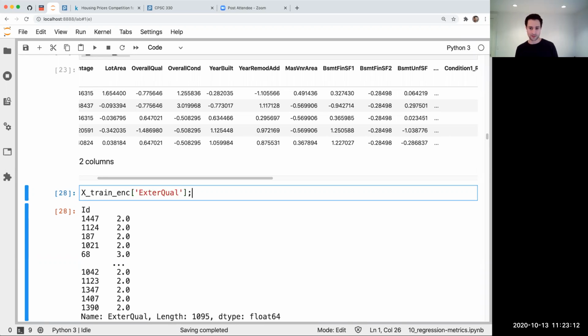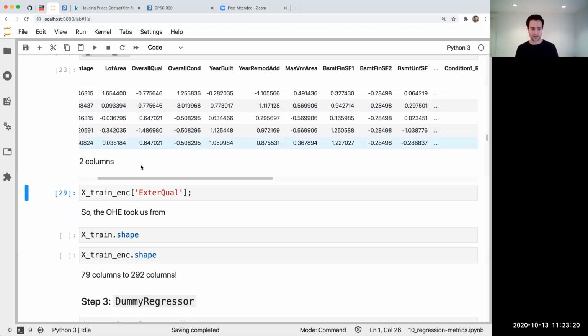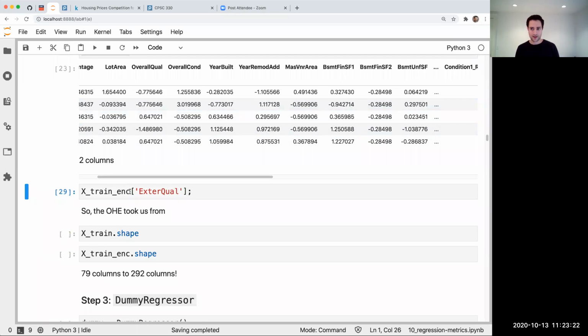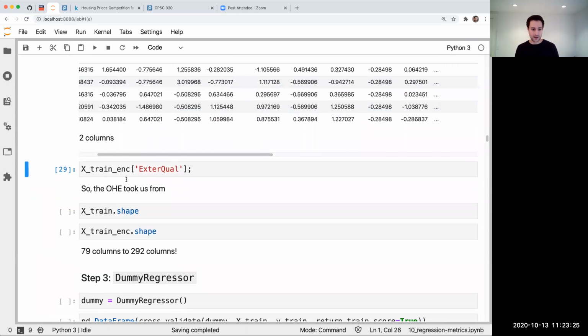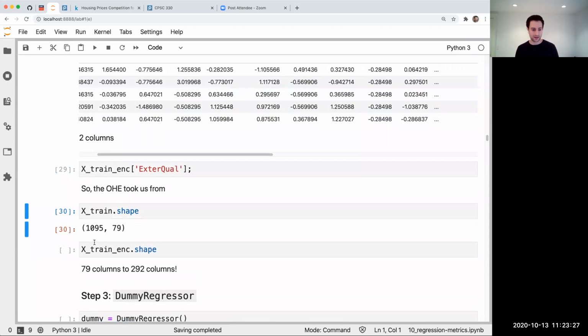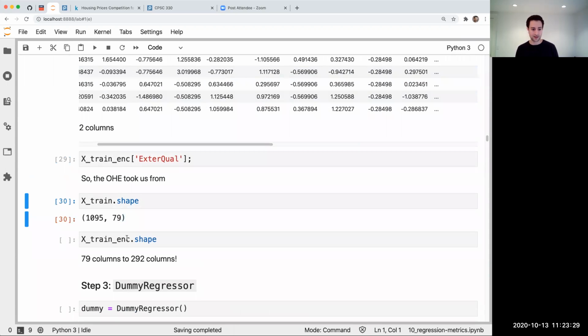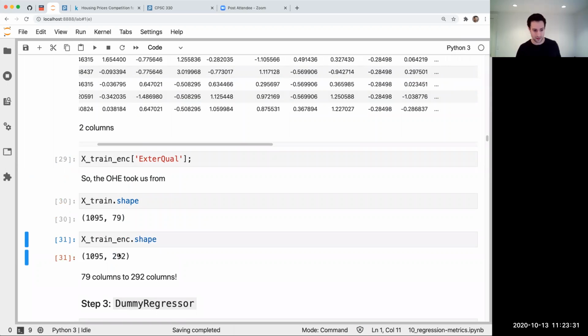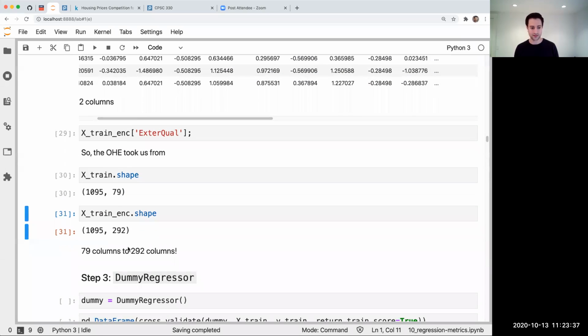That's the ordinal encoding. So with one-hot encoding, you're going to see zeros and ones. With ordinal encoding, you're going to see small integers. And with scaled numerical variables, you're going to see stuff like this. And then we had 79 columns before. Now we have 292 columns. That's because of the one-hot encoding, which expanded a bunch of the columns based on the number of categories.